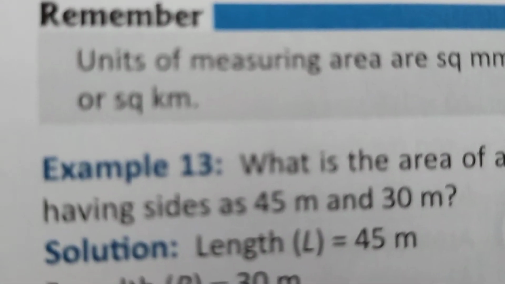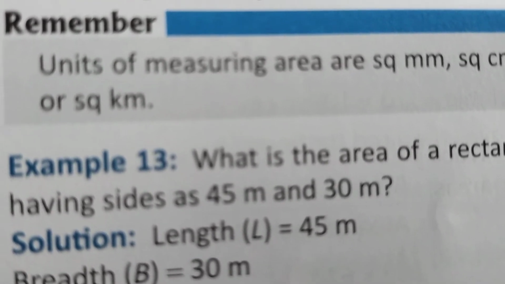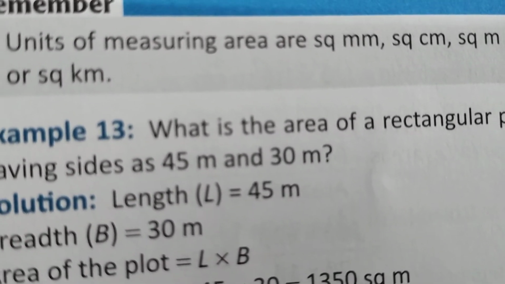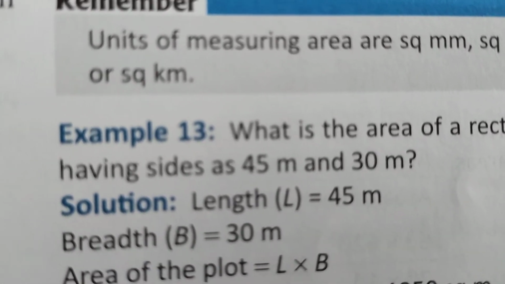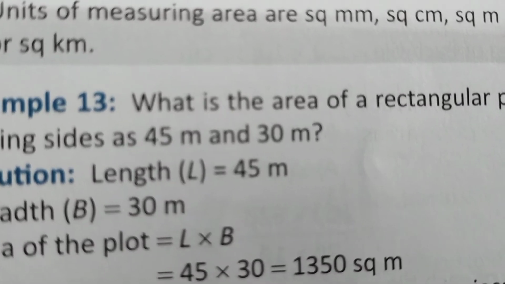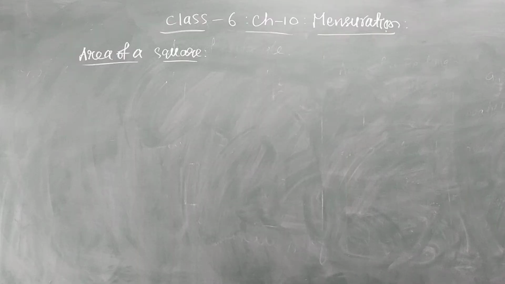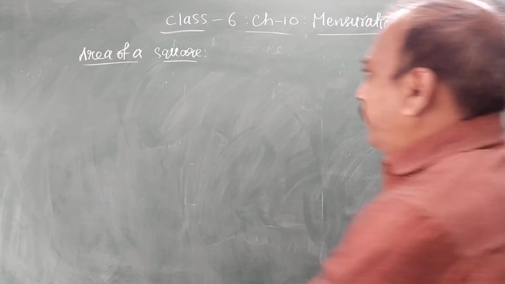Here is one important point. Units measuring area are square millimeter, square centimeter, square meters, or square kilometer. Based on the units given, we write square centimeter, square millimeters, like that. Area of a square. How to calculate area of a square?